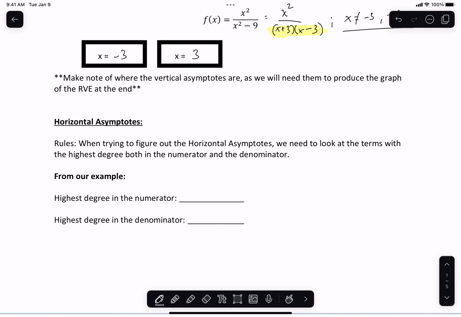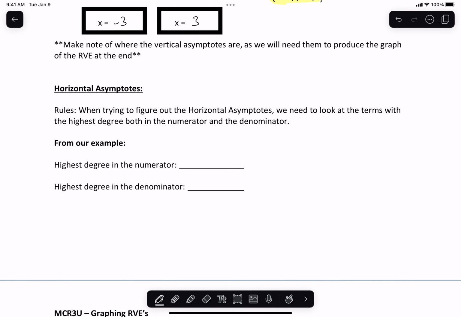So the horizontal asymptotes, you'll recall at the very beginning of this unit we had a discussion around the degree of a polynomial, and that becomes important here. So when trying to figure out the horizontal asymptotes, if there's multiple ones, we need to look at terms with the highest degree both in the numerator and denominator. So you're basically looking at the degree of the numerator and comparing it with the degree of the denominator. And there's a few rules that come with this in order to produce where the horizontal asymptote is.